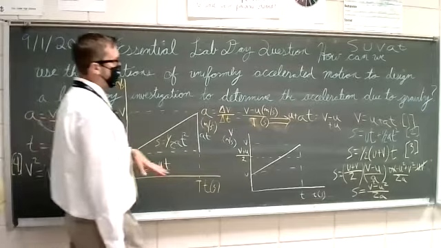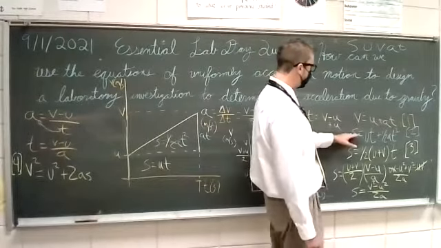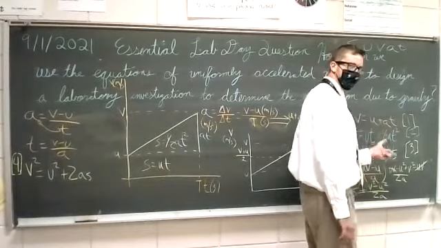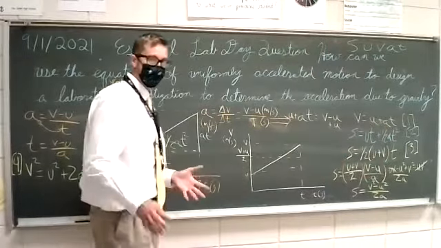We're going to use equation 2 to determine the acceleration due to gravity by thinking through an experiment now. Okay, so let's take some time to do that.